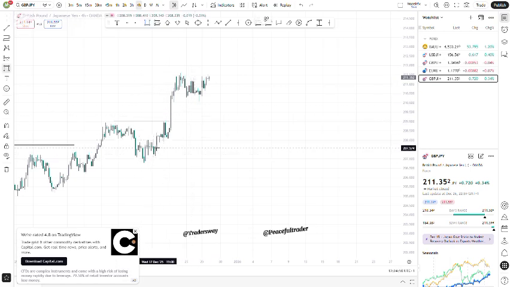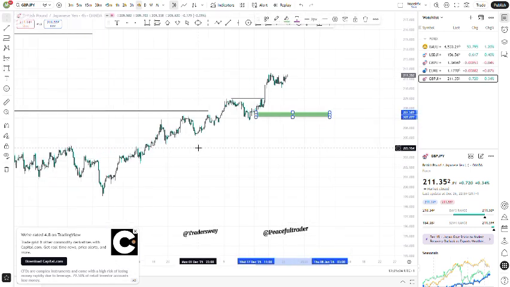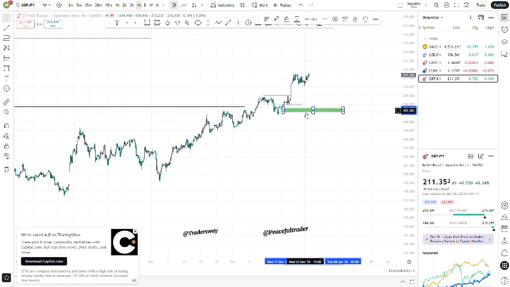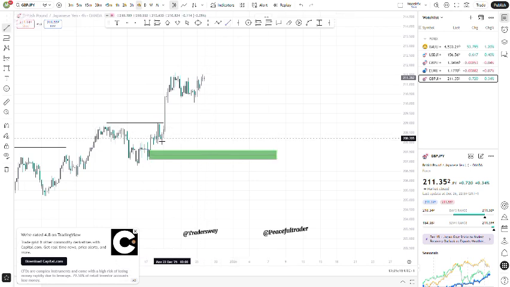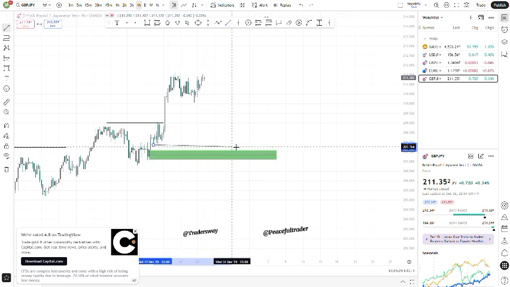And the reason for this break of structure was this demand zone. This demand zone here caused this break of structure, and as you can see, a liquidity was formed, which is my inducement, which is my sell side liquidity.